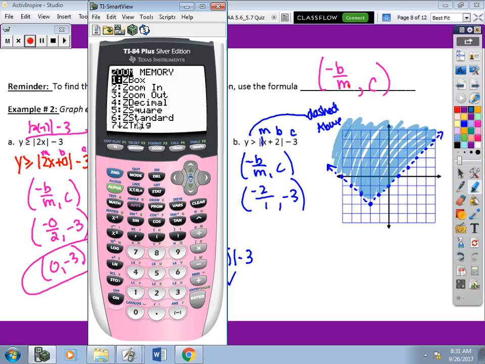Remember, zoom 6 is your standard window. And ta-da. Invalid. Okay, so go back to your y equals. Did you put a negative?